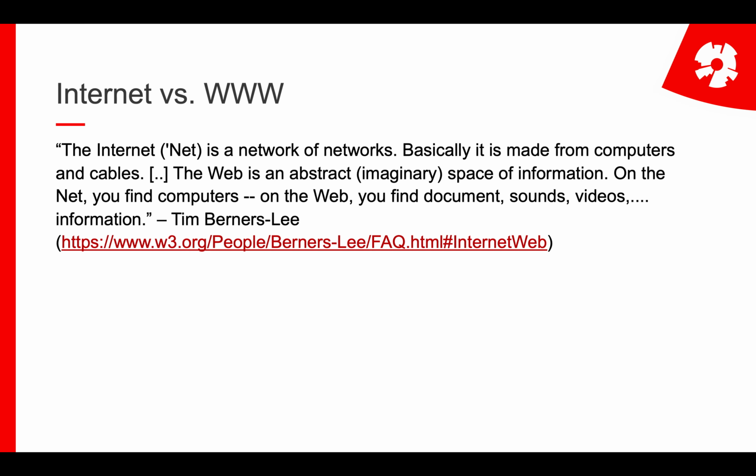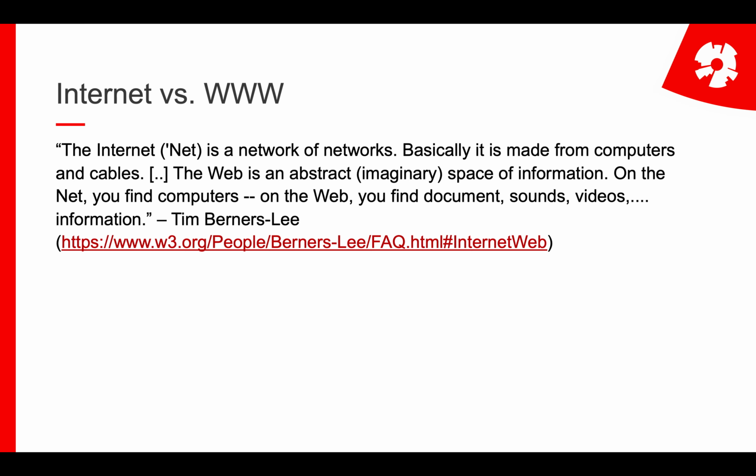And Tim himself put it like this. He said the internet is a network of networks. It's basically computers and cables, so hardware, physical things. The web is abstract, it's more an imaginary thing. An information space, so it's computers in the internet. In the web, it's documents, videos, sounds, images, and so on.